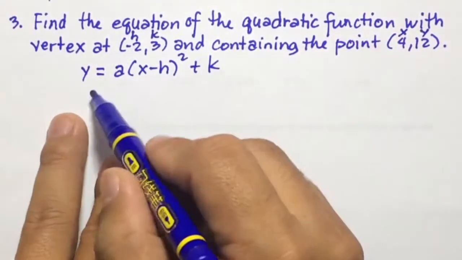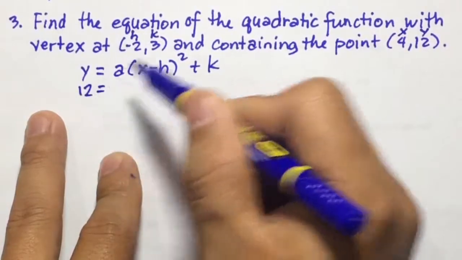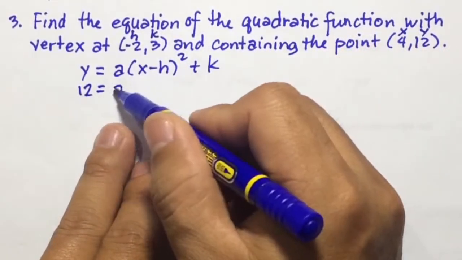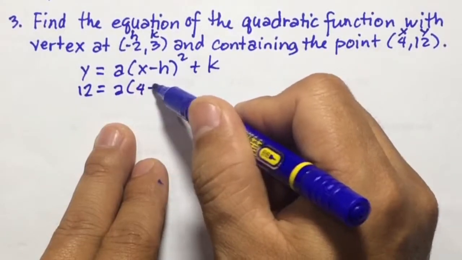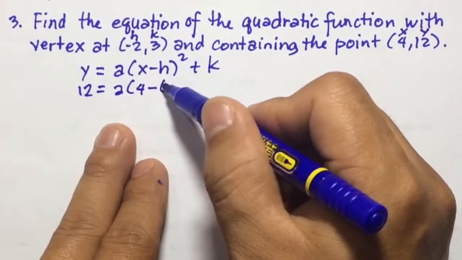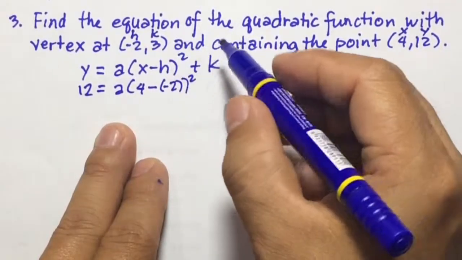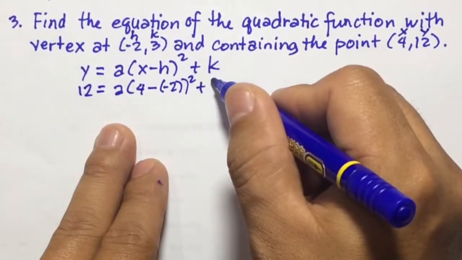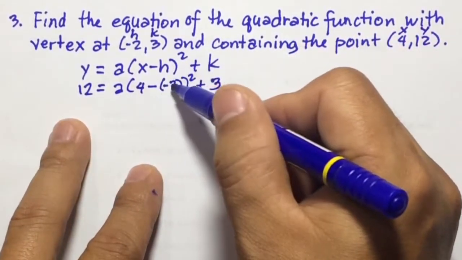So doing that, we have y equals 12. Then this is equal to a times the quantity of x, which is 4, then minus h, which is negative 2, so minus negative 2, and squared. And k here is 3, so plus 3. The negative of negative 2 is 2.